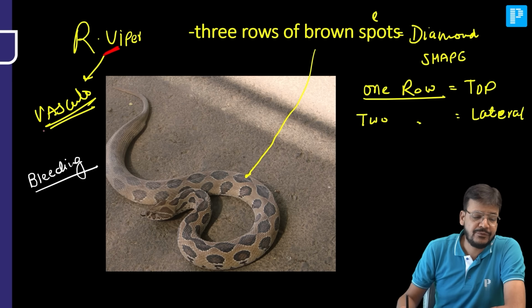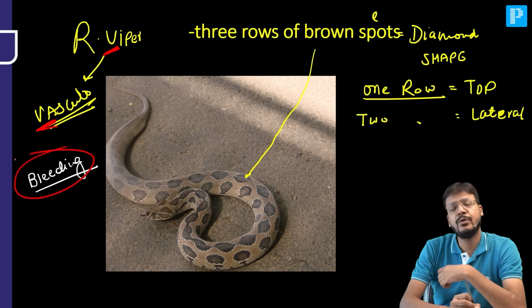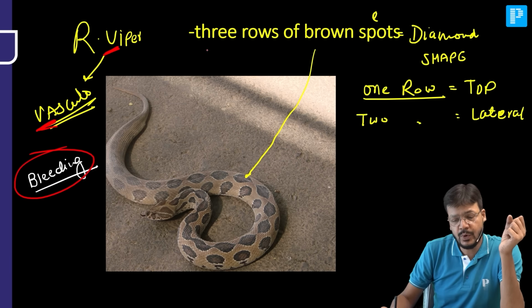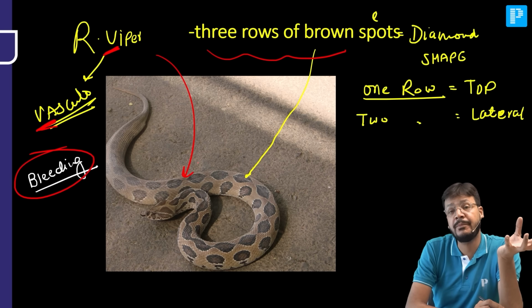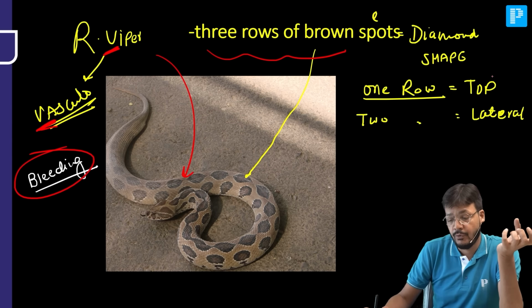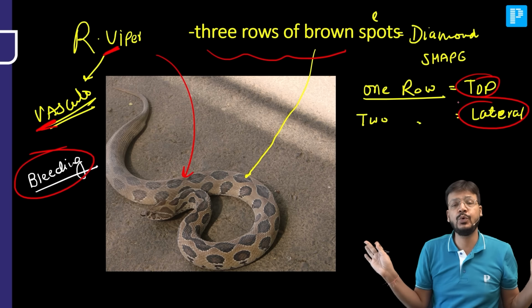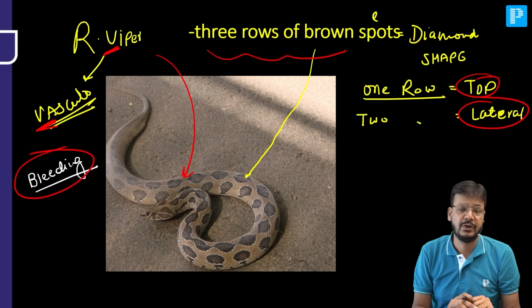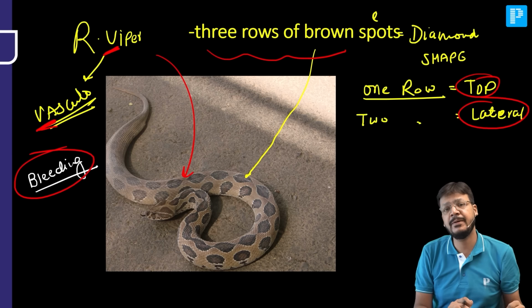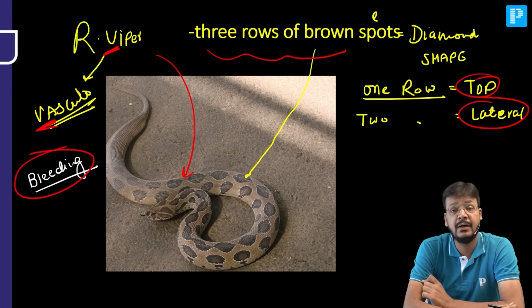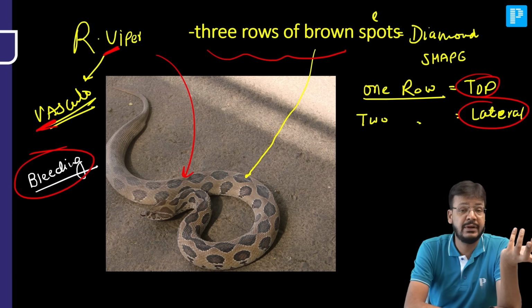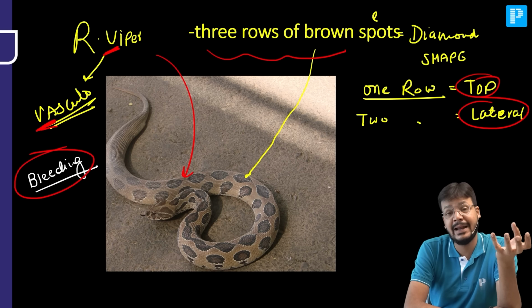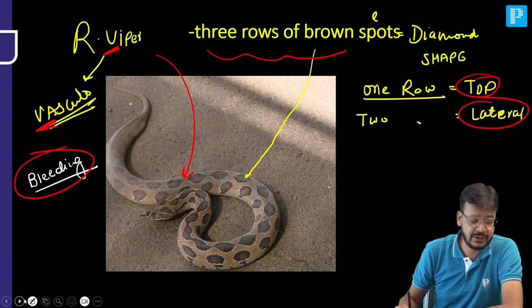V for viper, V for vasculotoxic. So the very common symptom is bleeding. And how to identify this Russell viper? There are 3 rows of brown spots which are diamond shaped, 1 row on the top and 2 rows on the lateral side. So this is Russell viper, a very, very important vasculotoxic snake, my dear friend. Bleeding is there and we can control the bleeding by fresh frozen plasma, and anti-snake venom is also given and surgical debridement is also done. That is a Russell viper.